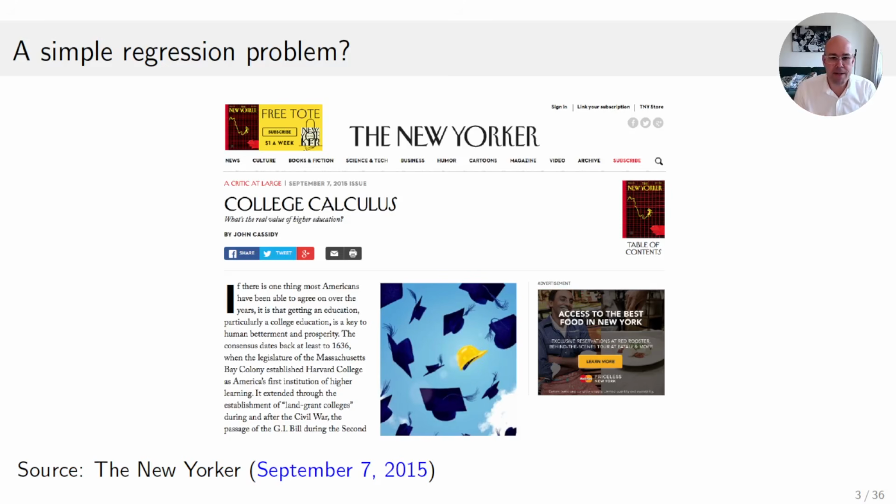Let me motivate what will follow by this screenshot from the New Yorker. It's basically saying that it's a no-brainer that college education is a good thing. It's just making life better, and therefore essentially suggests that everybody should attain some college education. And of course, ultimately it's an empirical question what the effect of college education actually is on productivity, satisfaction with life, wages, and so on and so forth.